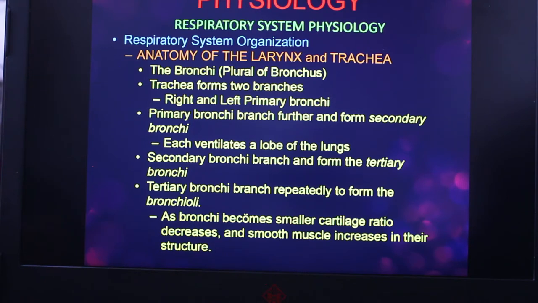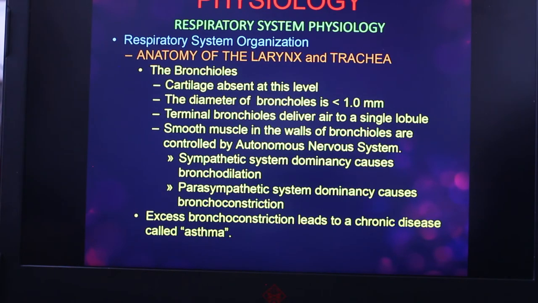And as bronchi become smaller, cartilage ratio decreases, and smooth muscle increases in their structure. In the bronchioli, the cartilage is absent at this level. The diameter of bronchioli is less than 1 millimeter. The terminal bronchioli deliver air to a single lobule. Smooth muscle in the walls of bronchioli is controlled by the autonomic nervous system.